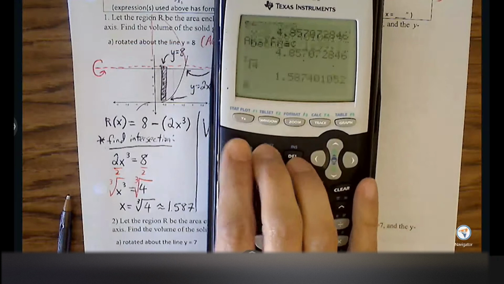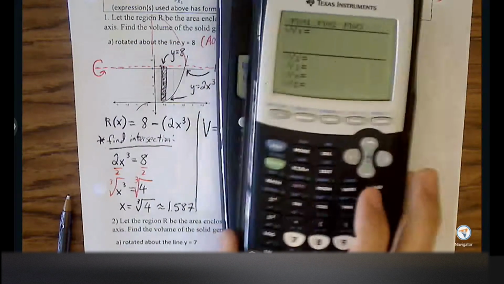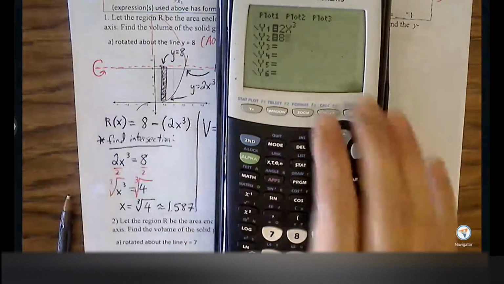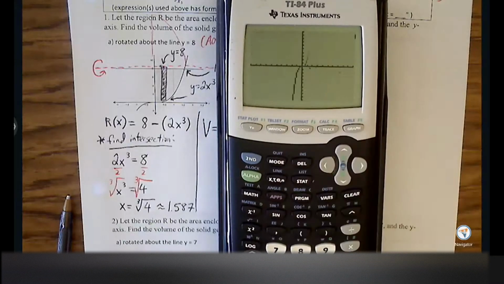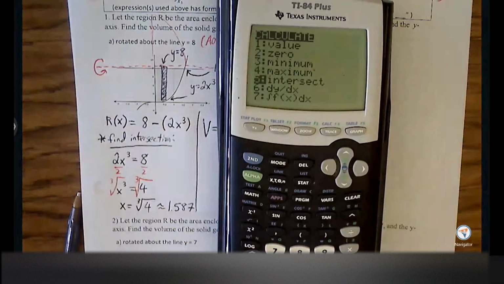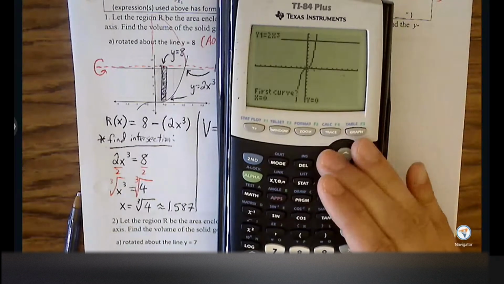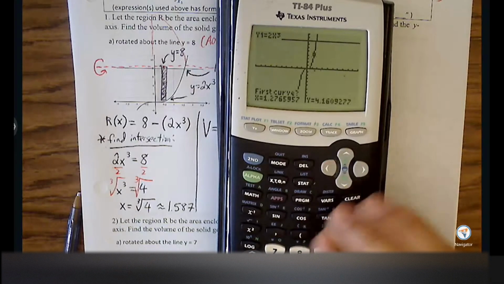Another option, you can graph the functions. You can graph the 8 and the 2x cubed, and then look for the intersection of those two graphs. So if you do second trace intersect, you can just ask the calculator to find the intersection of those two graphs. So first curve, pick a point relatively close to the intersection, hit enter.